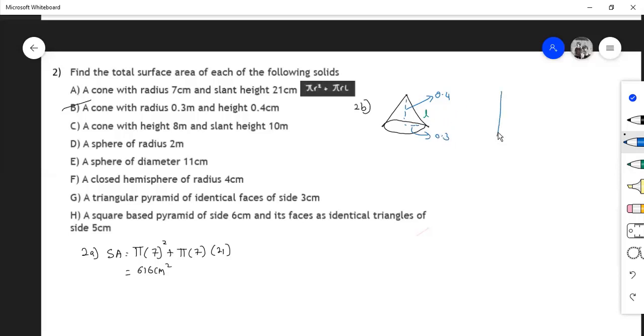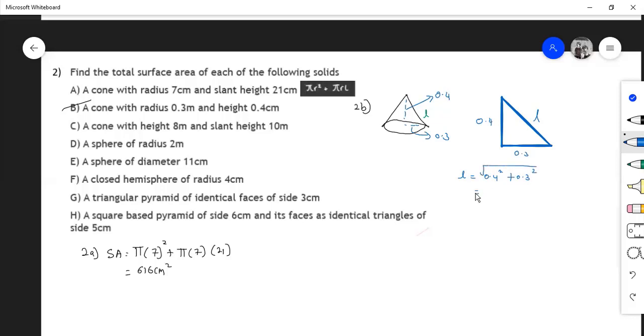I'll draw as a triangle, okay, so that you can see. Now, guys, we can see I draw this triangle out here. Okay, so this is 0.4 the height, and this is 0.3. Using Pythagoras, I can find the L easily. So I'm going to write L equals to the square root of 0.4 square plus 0.3 square. And I'm going to square root this thing, and I should get my answer.